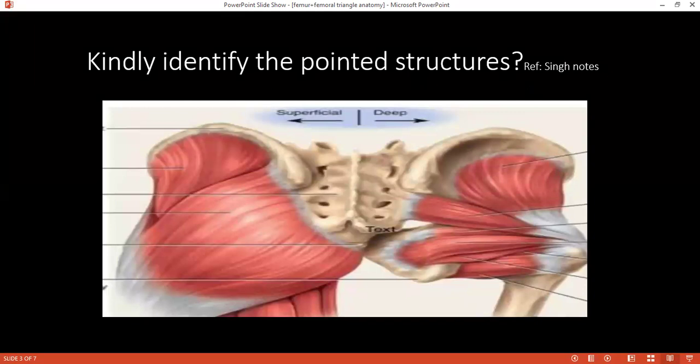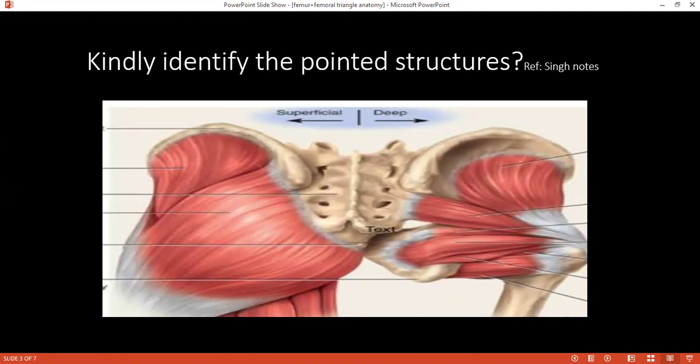If you can identify, you can see two sets of muscles in this image, superficial and deep. Now moving on to the superficial group of muscles. Can you please identify what this big muscle is? This is gluteus maximus muscle.